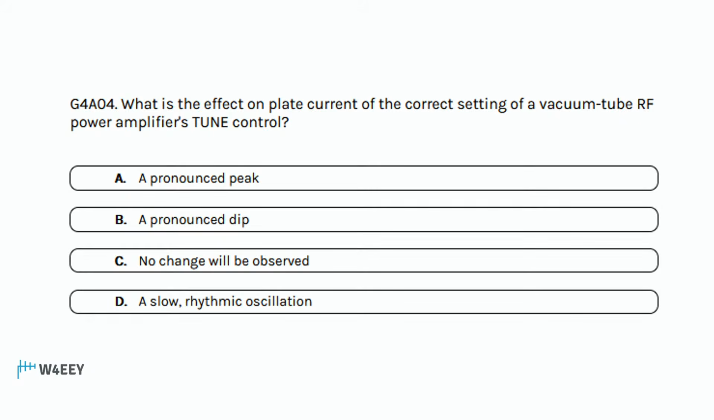And what is the effect on plate current of the correct setting of a vacuum tube RF power amplifier's tune control? What are we looking for? Alpha? No, not alpha. Bravo. Bravo, we're looking for a dip in current. We're looking for a minimum. And you'll actually see it when you get your hands on your first tube type linear amplifier. As you adjust that control, you'll see it. There's a distinct dip at the operating frequency. That's where you want to adjust it.